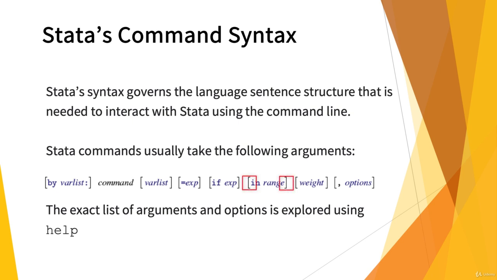Square brackets in the command syntax indicate optional components, and the comma denotes the break between the main command and its options. The syntax options for commands are often explored using the help menu, and you should get into the habit of always exploring new commands with the help command first and reading the relevant help entry. So let's head over to Stata and have a look at an example help file.